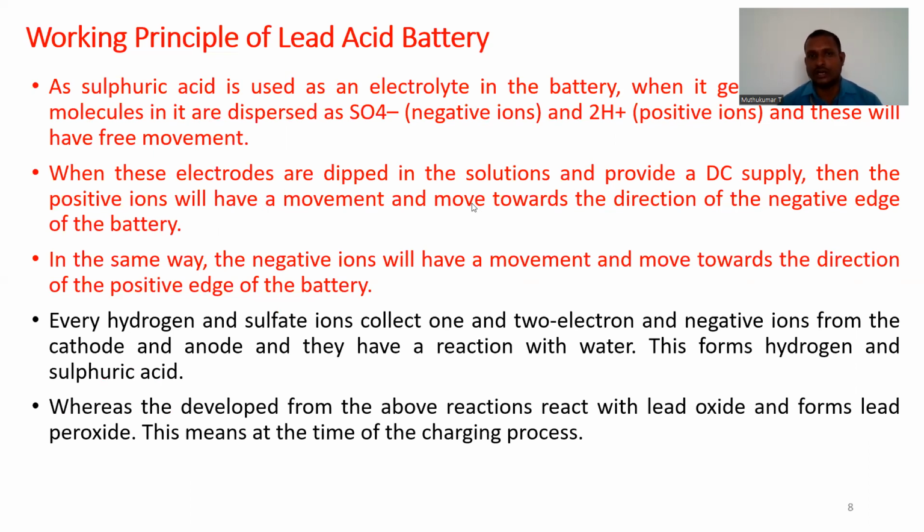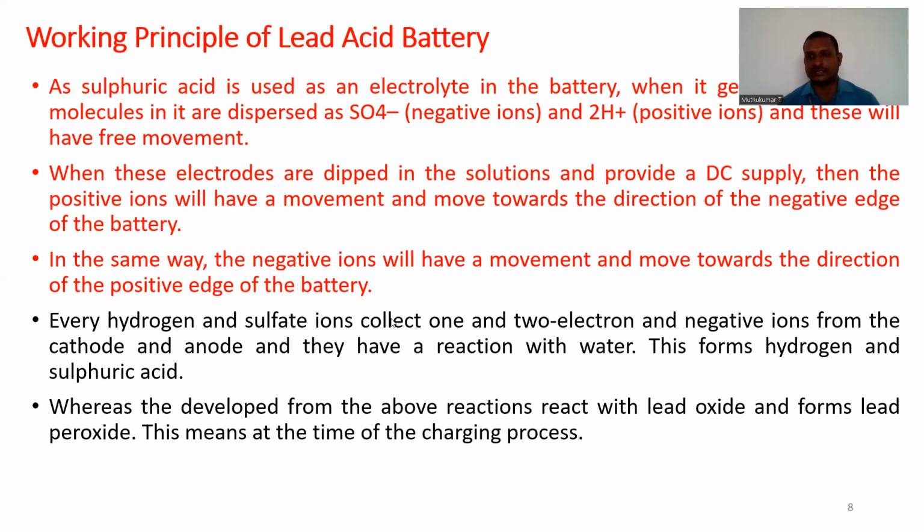We dip the electrodes in the solution and apply the DC supply. The positive ions move towards the negative electrode of the battery. Similarly, the negative ions move towards the positive electrode within the battery. All the positive ions accumulate at the negative terminal and the negative ions accumulate at the positive terminal. So the battery will be charged. This is called the charging process.